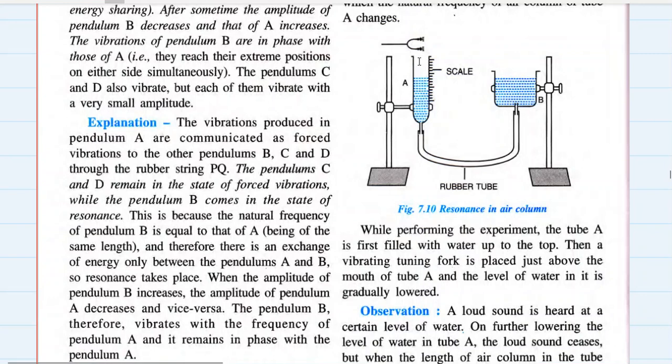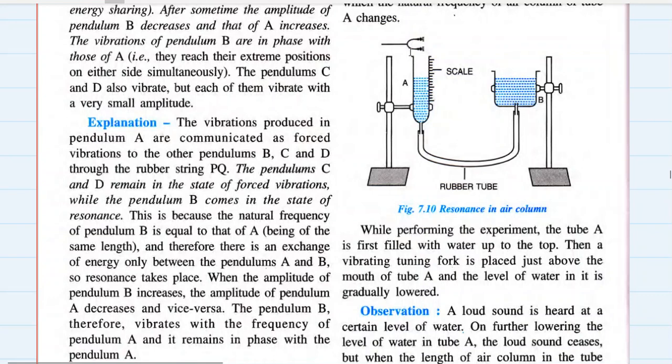You are creating air columns of different heights. At each different height, you can bring a vibrating tuning fork near the mouth of this closed air column, closed from one end, because here there is water.